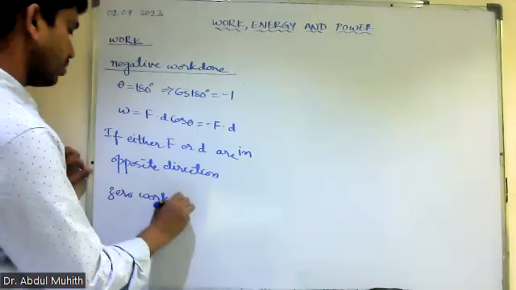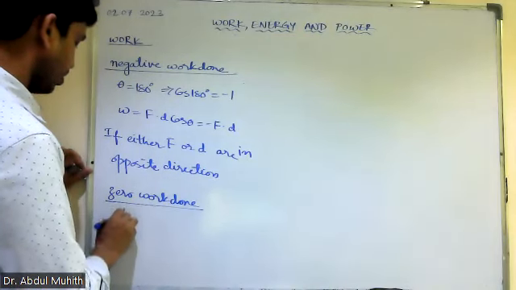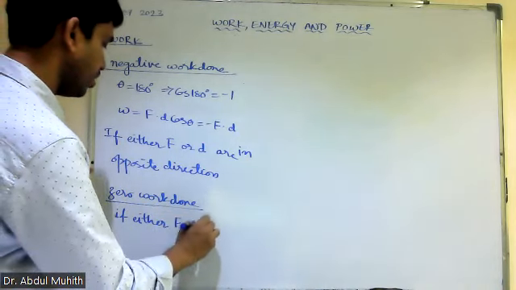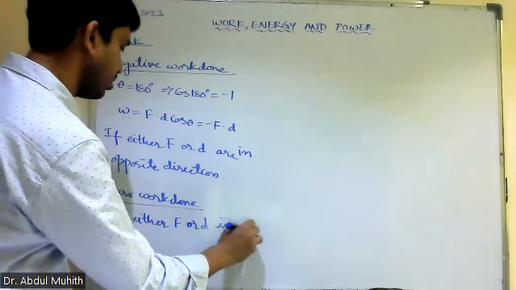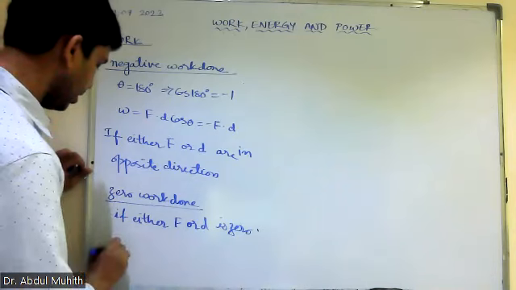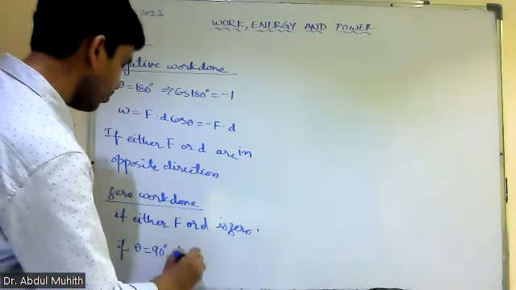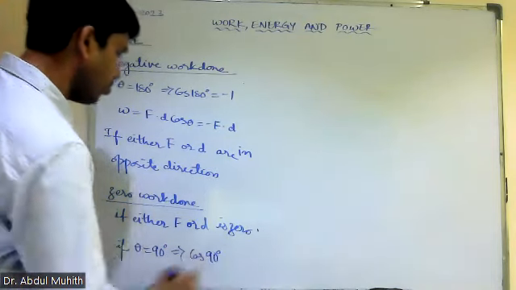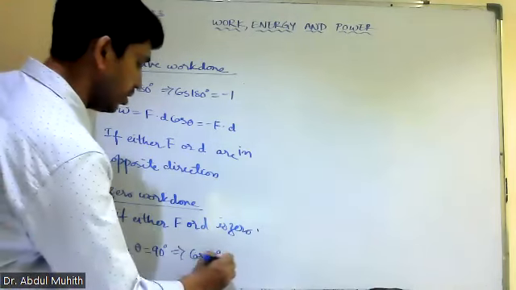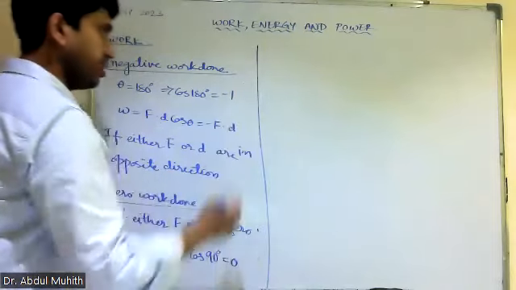Zero work done means if either F or D is equal to 0. This is one case. Or if theta equal to 90 degrees. What is cos 90 value? What is cos 90? 0. Yeah. So work done W will be equal to 0. Work done is 0. So what is the meaning of this?